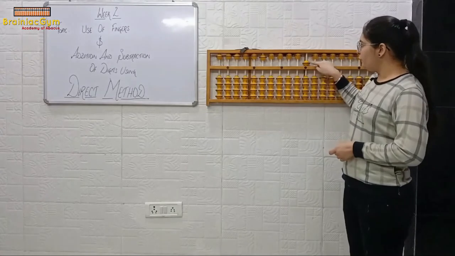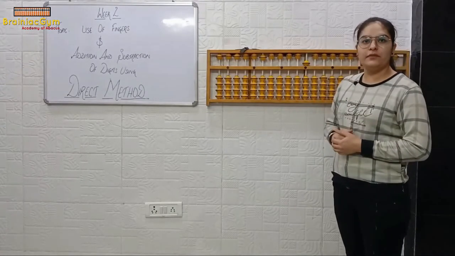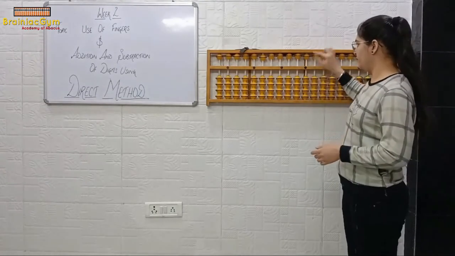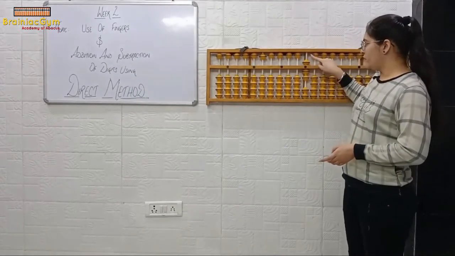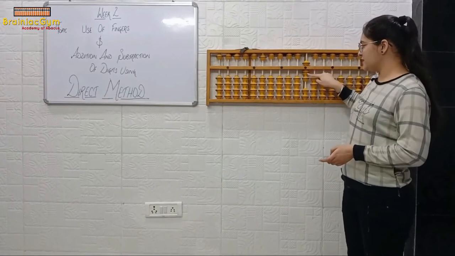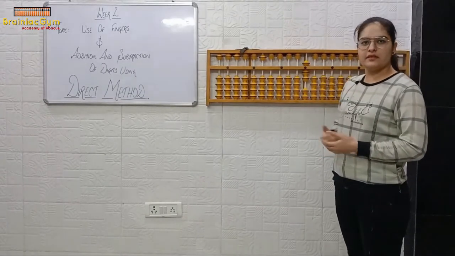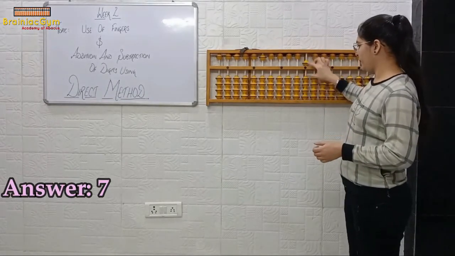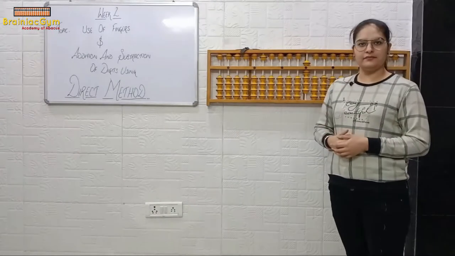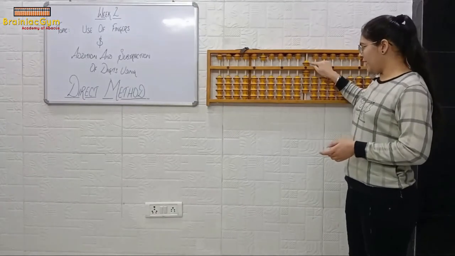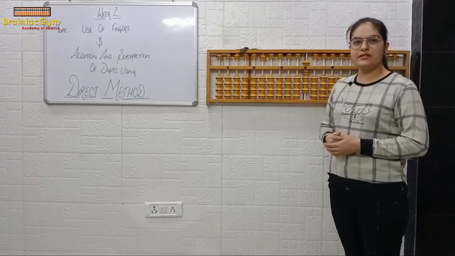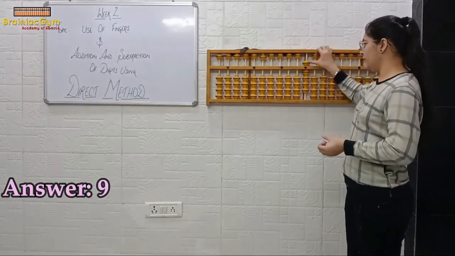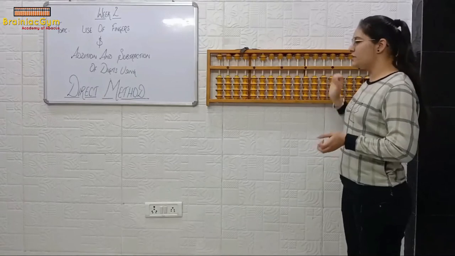Now, answer 5, as the value of heaven bead is 5. Now answer. 5, 6, 7. Answer is 7. Okay, now tell me. 5, 6, 7, 8, 9. Answer is 9. You have to speak loudly. Okay, now we have used the 1's rod.